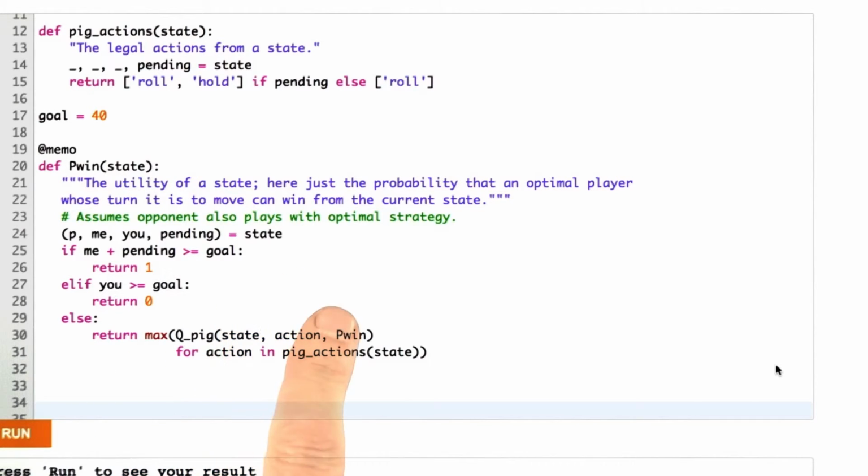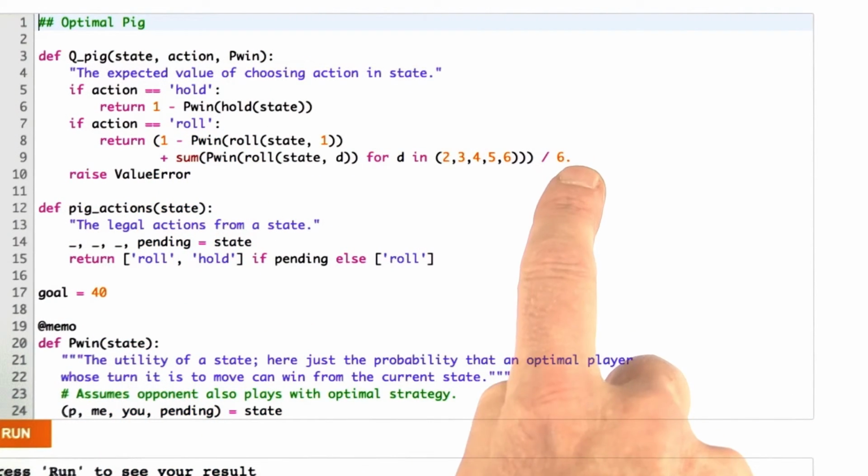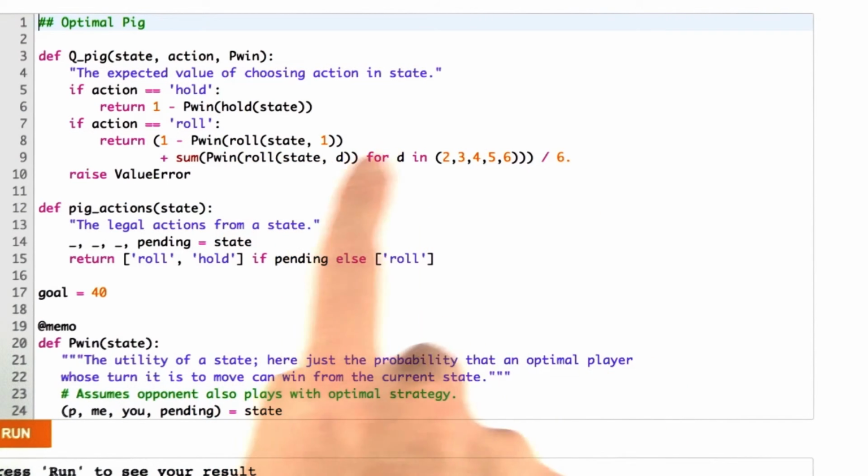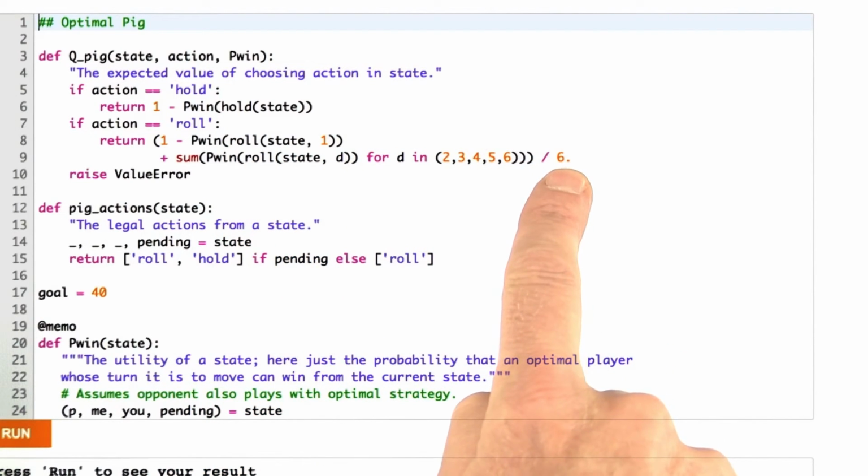So we said that we had 3 choice points. Here, I'm making the best choice by maximizing. Here, the die gets to roll, and we're averaging. We're summing them all up and dividing by 6, so that takes care of the averaging.